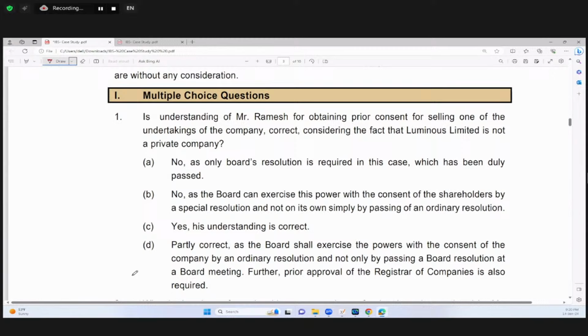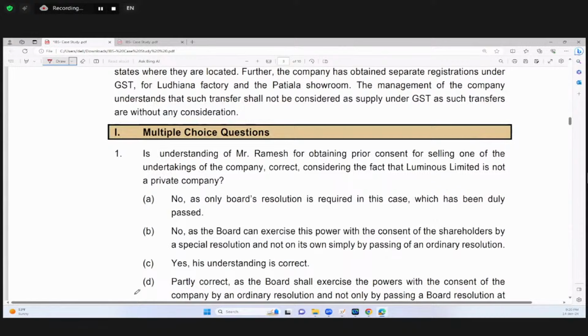Dear students, if we look at the multiple choice question, the first question, if we read, it is written here: that is the understanding of Mr. Ramesh for obtaining prior consent for selling one of the undertakings of the company correct, considering the fact that Luminous Limited is not a private company. So we have read the complete case study, the question is based on prior consent for selling one of the undertakings. After reading the MCQs we will first read only the question. We will not go to the options of the MCQ. First of all, we have read the question of the MCQ.